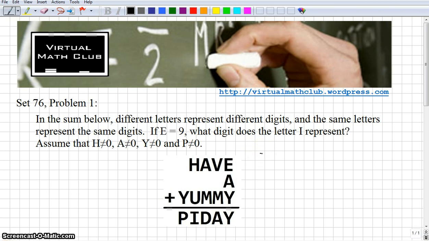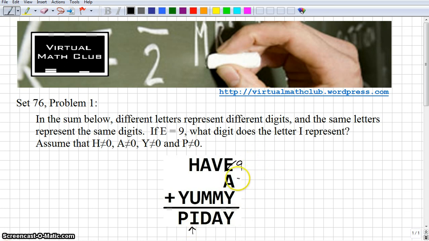And let's take a look at this problem. We have a sum, and all of the digits are replaced with letters. Different letters represent different digits, and the same letters represent the same digits. And we're given that E is equal to 9. All right, so E is equal to 9. And the question is, what does the letter I represent right here?